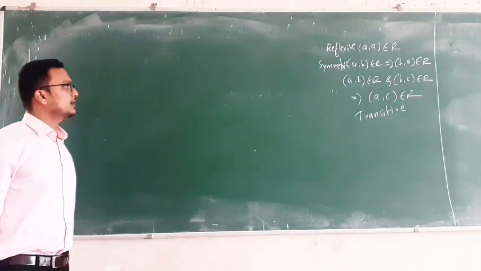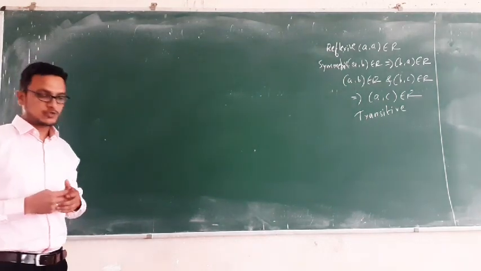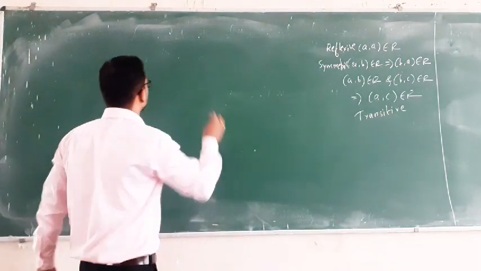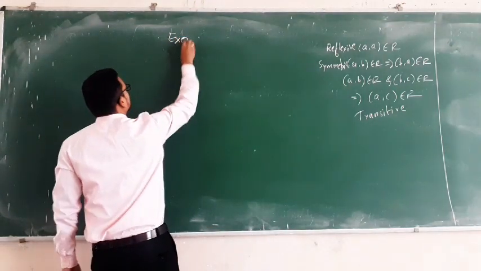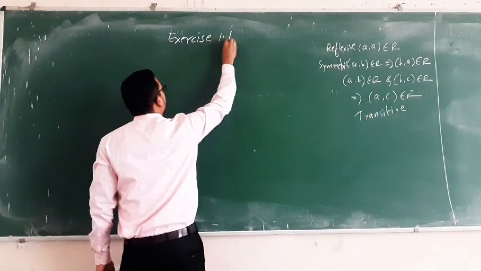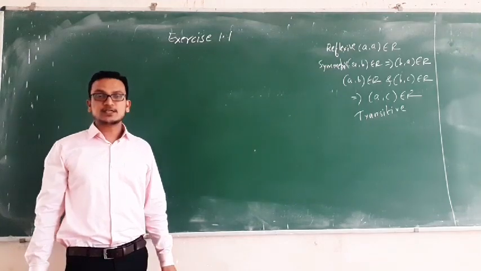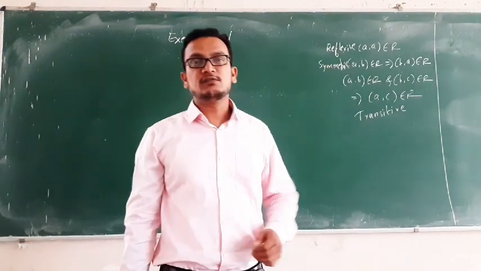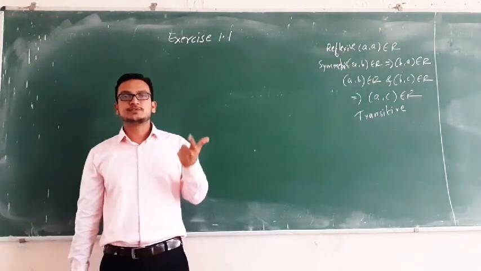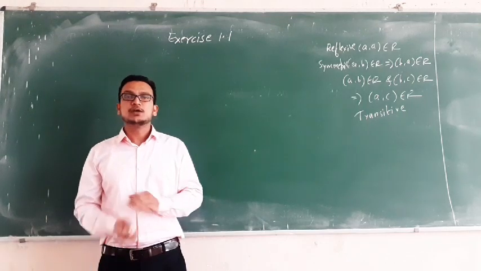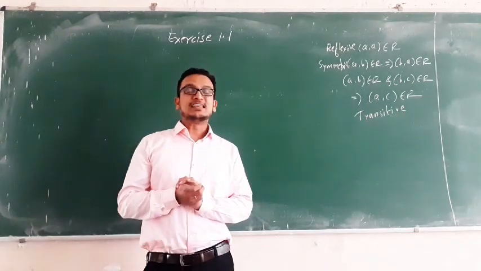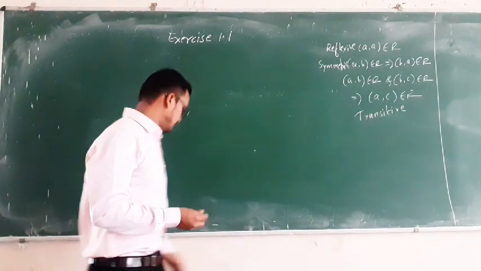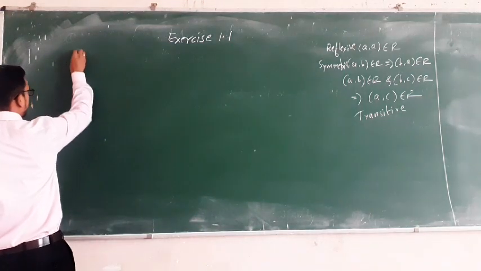Now, based on these 3, we will solve the first exercise, that is exercise 1.1. In exercise 1.1, the first question is: we have to determine whether the given relation is reflexive, symmetric, or transitive. Means here we are going to check whether the given relation is reflexive, symmetric, or transitive or not. So I will take the first example.